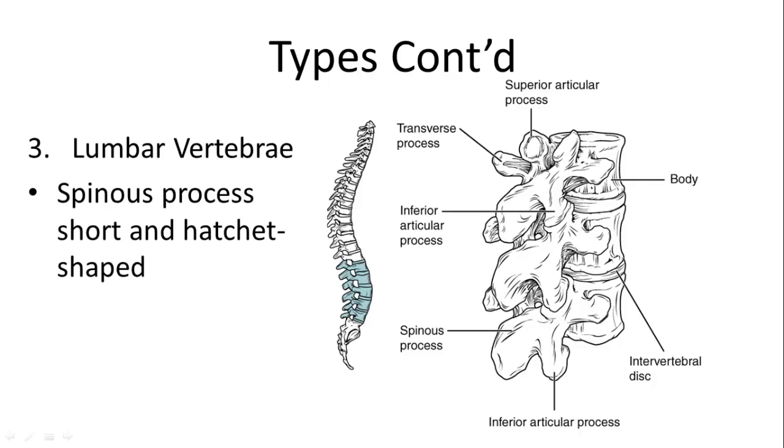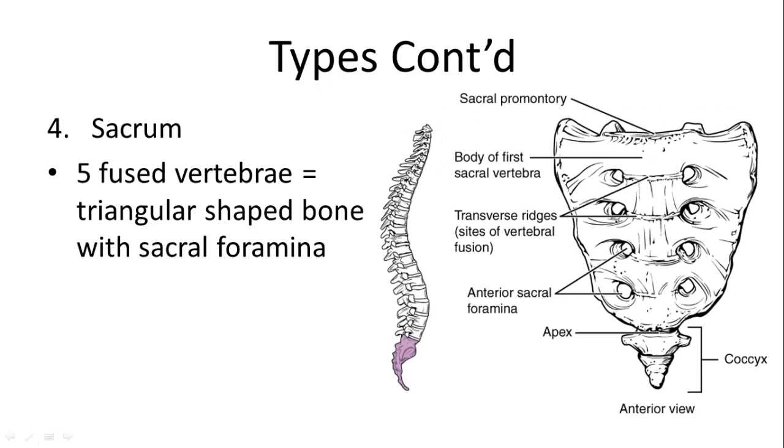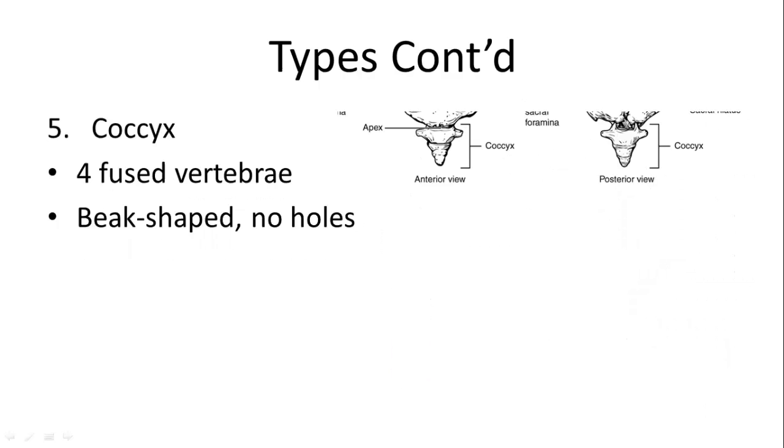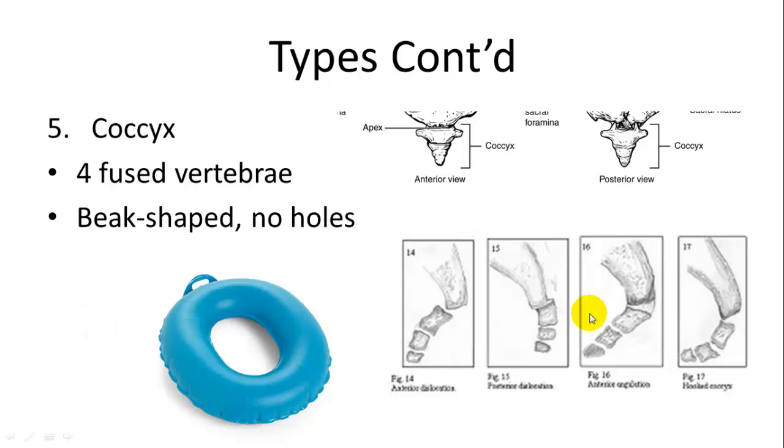Lumbar vertebrae have a very short spinous process that kind of looks like a hatchet. If you look at it from the side, it kind of looks like a moose. I'll show you a picture in a second. The sacrum then is this completely fused group of bones, and they have these holes called sacral foramina for nerve and blood vessel passage. And finally, the coccyx is 4 fused vertebrae, kind of beak-shaped, does not have any holes, just really a vestige of evolution having a tail. It can be broken, which is not good, feels bad, and you have to sit on a donut for a while if you have a broken coccyx.